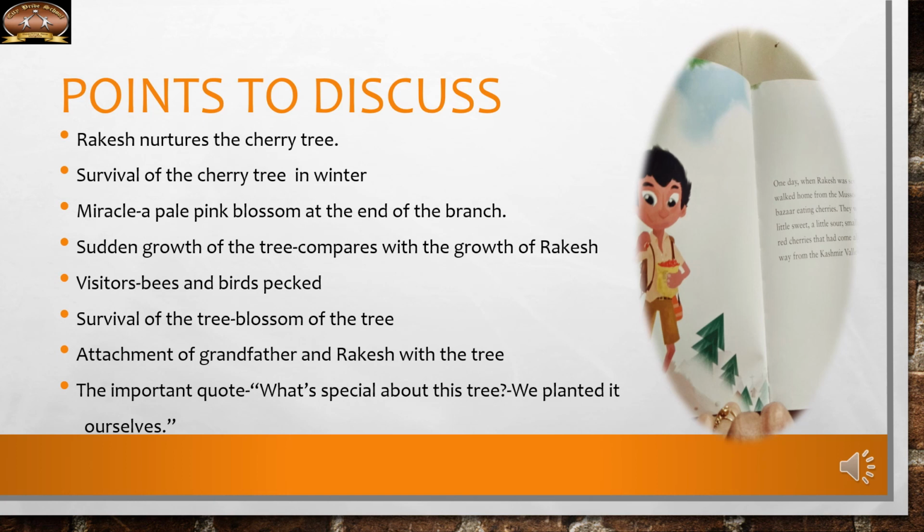The story is about that only: how they plant that seed, how they nurture it into a big tree, and the attachment, the feeling towards the tree. That is the base of the story. And towards the end, Rakesh asks, what's so special about this tree, why do we like it so much? He asks grandfather, and grandfather answers, we planted it ourselves, that's why it's special. So we like this cherry tree because we planted it and nurtured it. That's why it is special. So that is the story.